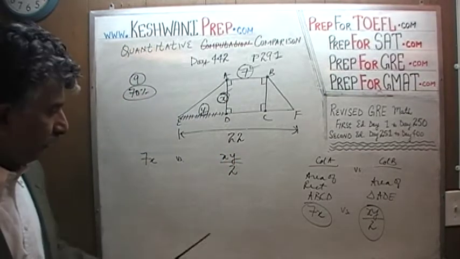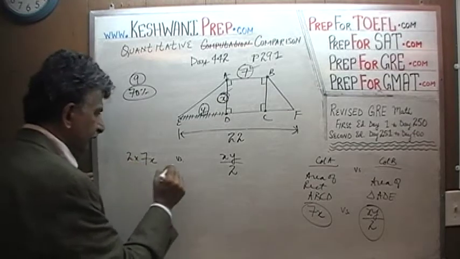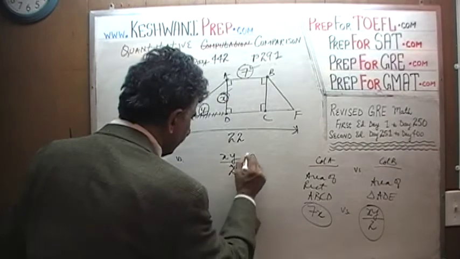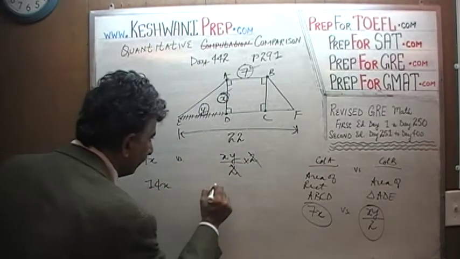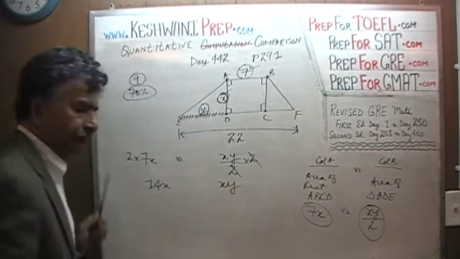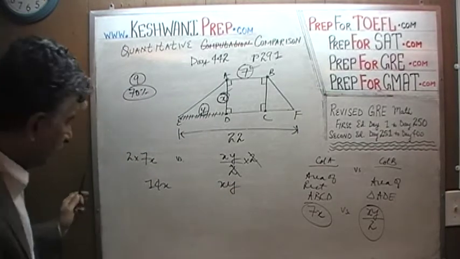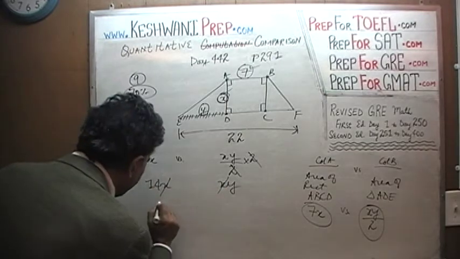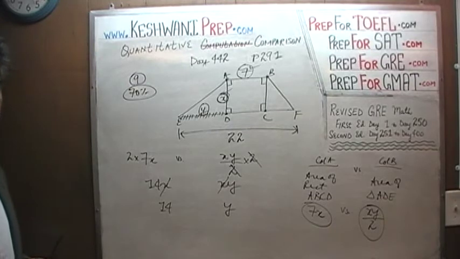The first thing we want to do is get rid of this 2 from the bottom. Watch what happens. We multiply this column by 2, multiply this column by 2, and 2 is gone. So essentially we're comparing 14x versus x times y. We see x and x in both columns. Let's divide both columns by x, and the x drops out. And essentially we're being asked to compare 14 versus y. That's all it is, 14 versus y.